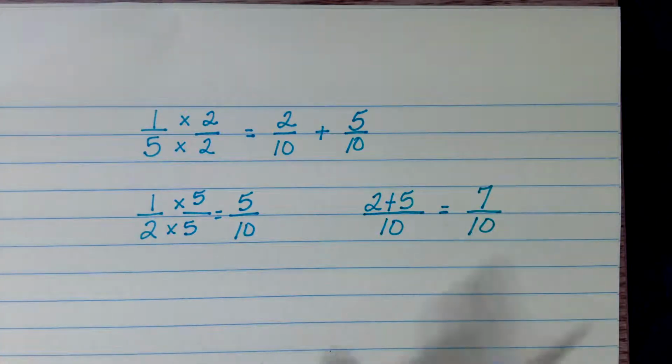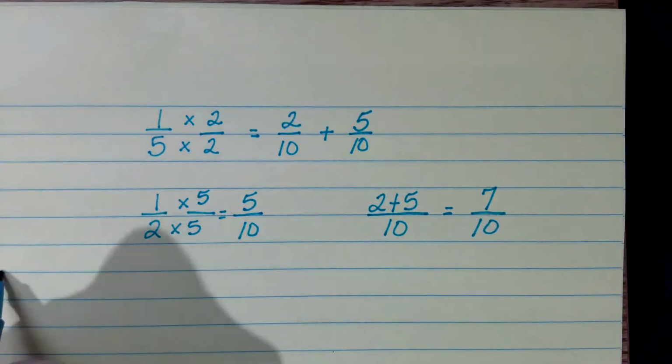Looking at these, if I wanted to simplify, I could list out 1 times 7. Those are the only factors for 7. The greatest common factor that 7 and 10 have in common is 1. So there's no need for me to do anything else because I cannot simplify this fraction.